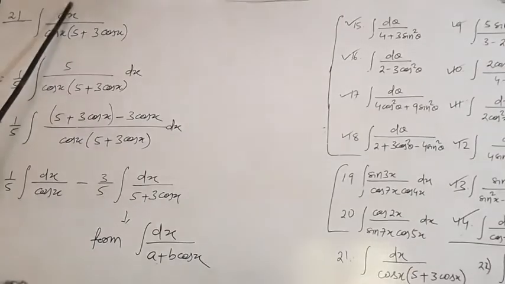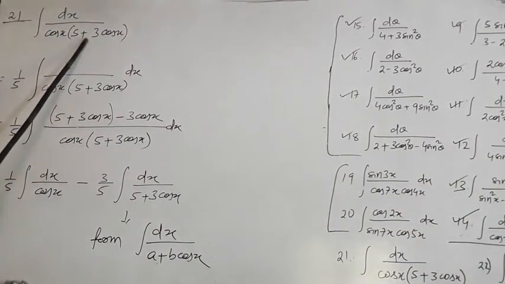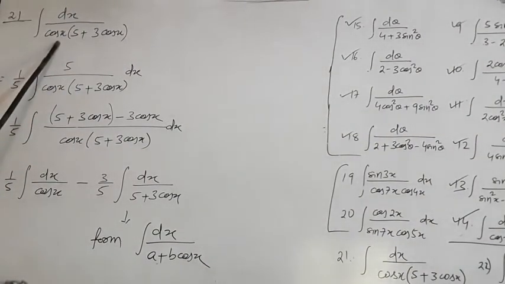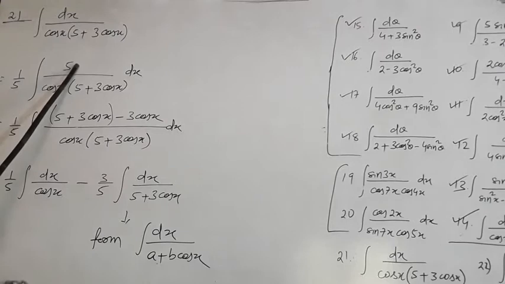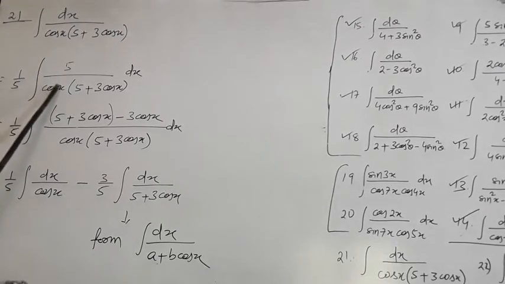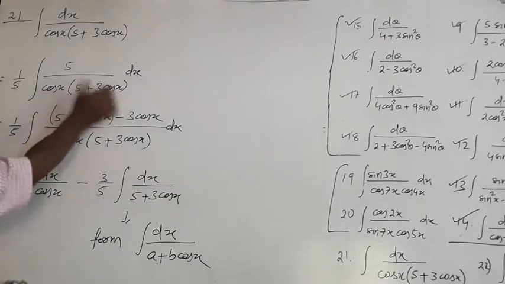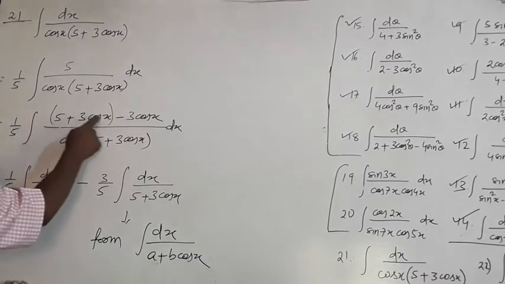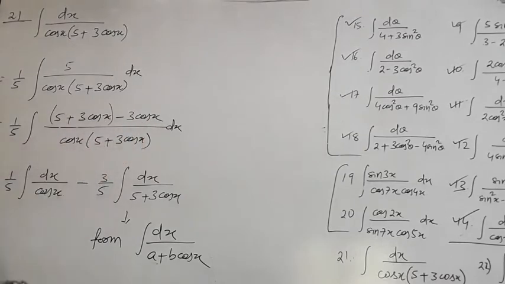Look at here. It is dx by cos x into 5 plus 3 cos x. Here cos x, here cos x. What you have to do? Just 1 by 5 into 5. But why am I doing 5 here? Now look, in this 5 I am doing what? Here cos and cos, you have to adjust it. 5 plus 3 cos x minus 3 cos x. So 3 cos x, 3 cos x, they cancel. It is 5, 1 by 5 into 5, that is, they cancel.